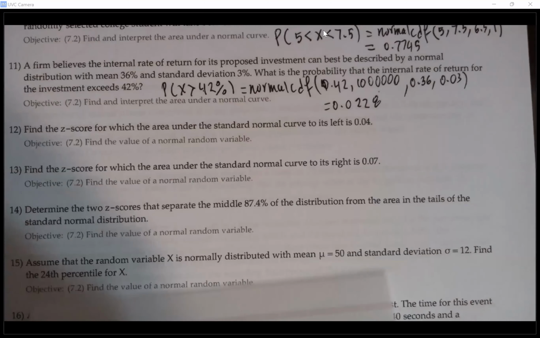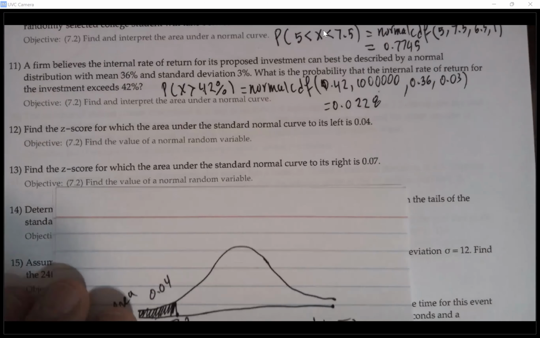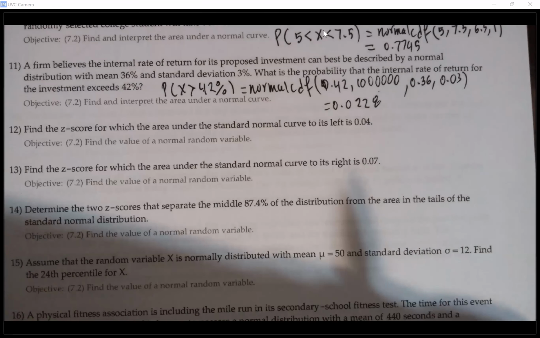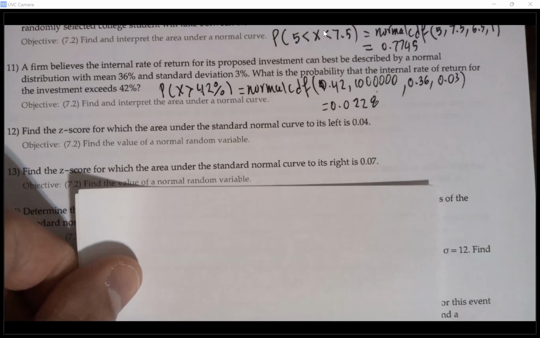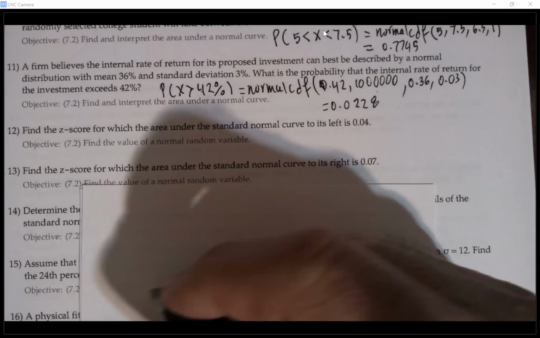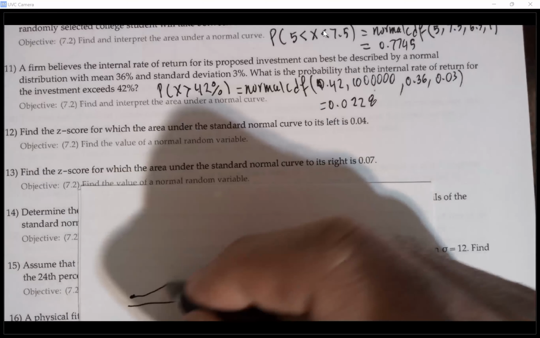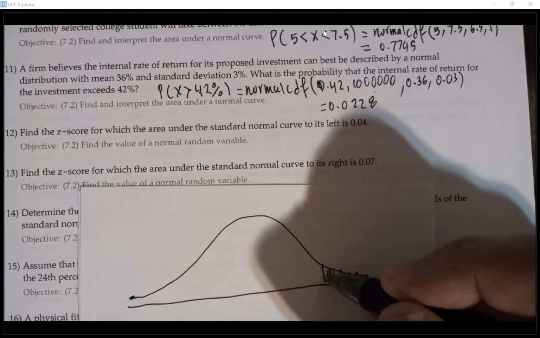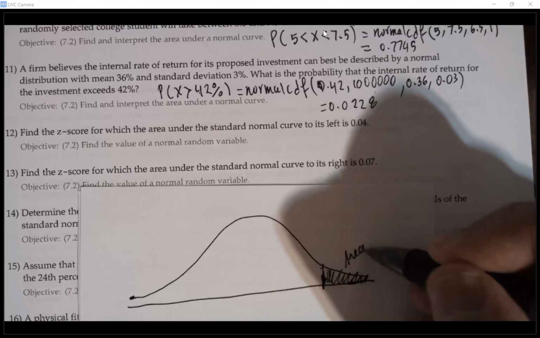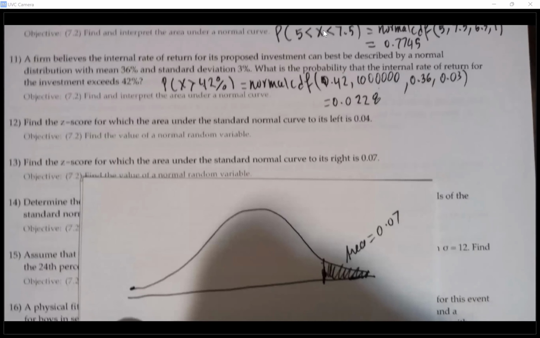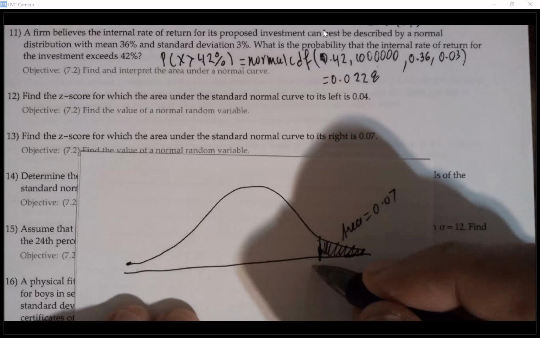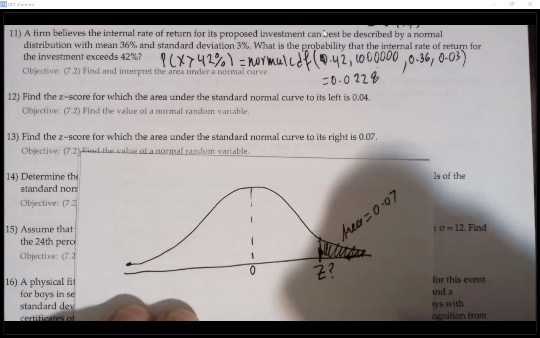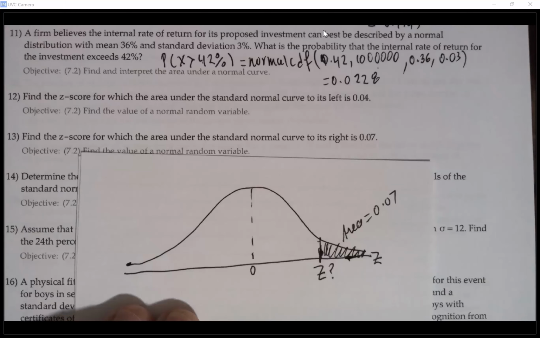Next one, 13. Find the z-score for which the area under the standard curve to its right is 0.07. Now the area to the right is 0.07. Let me show you. Now we have to shade to the right. This area is 0.07. I need this z, and that's 0 right here in the center. That's a z line. It's going to be a positive z-score.